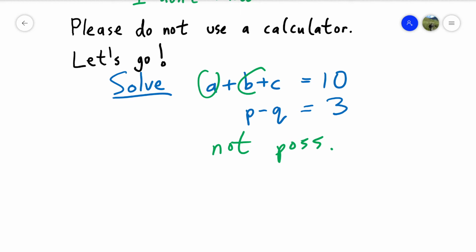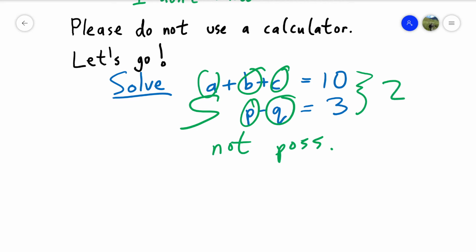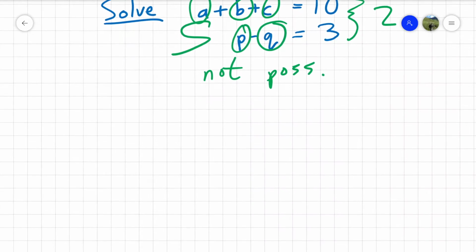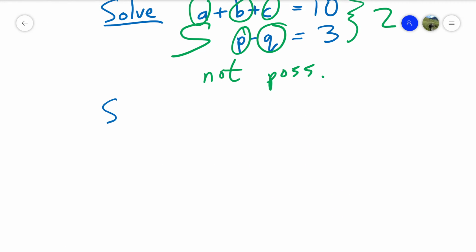There are 1, 2, 3, 4, 5 variables and only 2 equations. So there we go, we can't solve that one. Not possible. Next question.